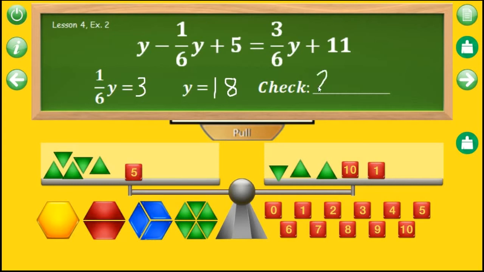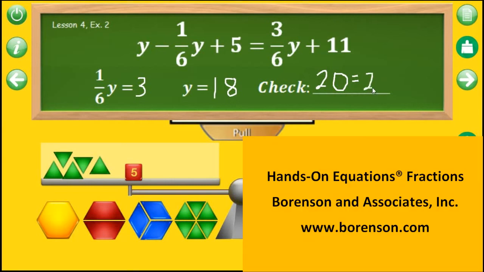Okay. Now, if the check doesn't work out, the first thing we do is we redo the check. If it still doesn't work out, we then have to do the problem all over because it means we made some kind of a mistake. Okay. Each green is 3. So how much do we have here? 20. Okay. So that does work out.